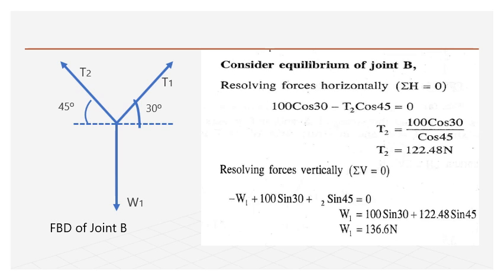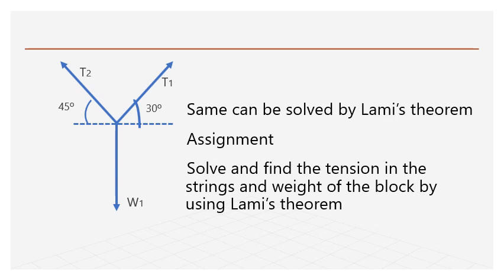136.6 Newton. What you are observing again at joint B, how many forces are acting? Three forces are acting. Hence we can apply Lami's theorem. This is your assignment. Please solve this and find out T2 and W1 by using Lami's theorem. You can adopt any one method, either the conditions of equilibrium or Lami's theorem, whichever is easier.